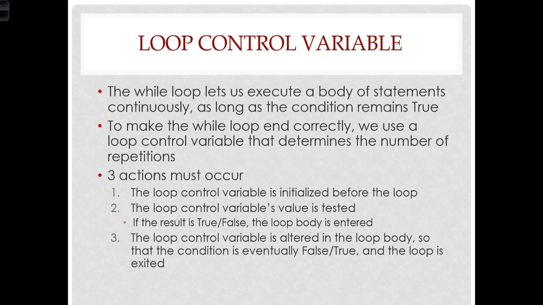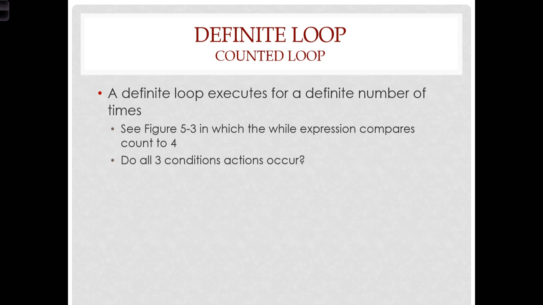In order to do that, we've got three actions that must occur. One is that the loop control variable has to be initialized before we enter the loop. Two, the control variable value will be tested, and if the result is true or false, the loop body is entered. And three, the loop control variable is altered in the loop body. That way the condition that we're trying to check will eventually become false or true, so that the loop that we're in is exited.